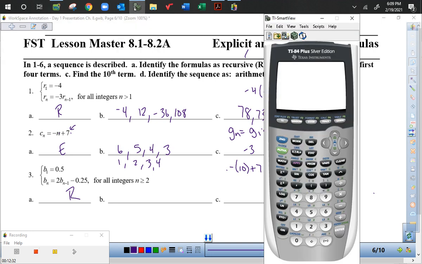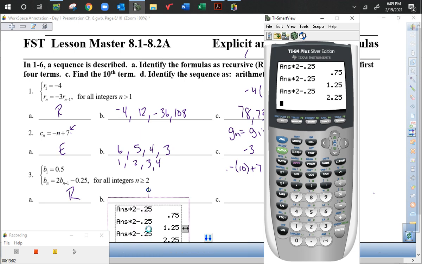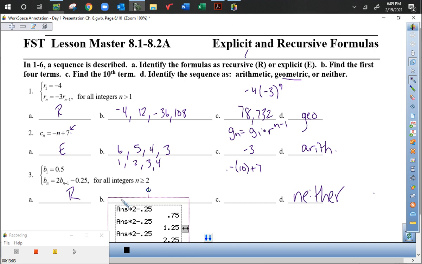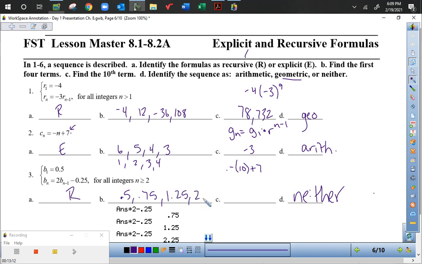But first step, remember, is type in the number that you're given for the first term. Hit enter. Then we're going to say what things are happening here. So we want to multiply by 2 and subtract 0.25. You have to do it in one step or the shortcut won't work. Okay, but there's the next term, then the next term, and the next term. So we'll go ahead and copy these down, 0.5, and then 0.75, 1.25, and 2.25.